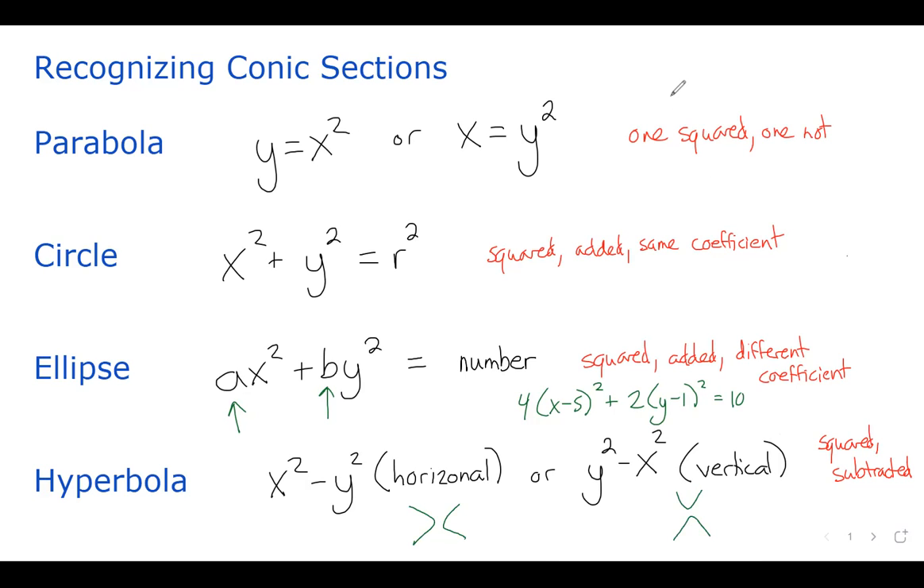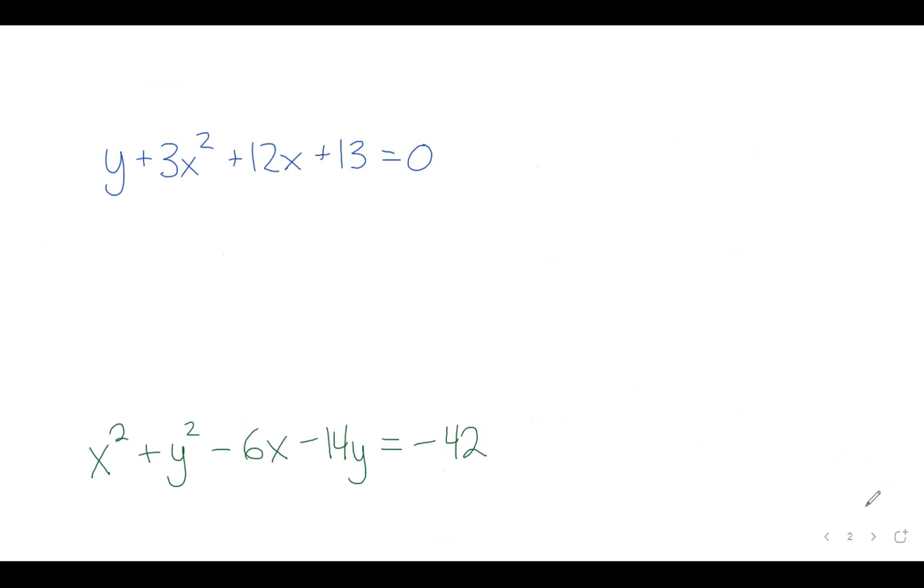Let's look at four equations and see if we can use these rules to figure out what kind of conic section we're looking at. So here's the first one. Again, if you want to pause and take a moment to check it out, you can. So we would look at this first one and say one of the variables is squared, one of the variables is not. Now, yes, there's also this, but is x squared? Yes, it is. Is y ever squared? No, it's not. When one's squared and the other's not, that is a parabola.